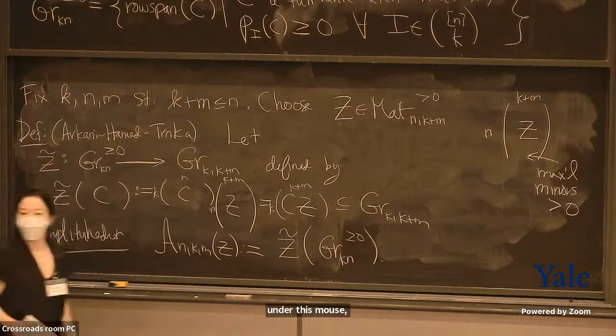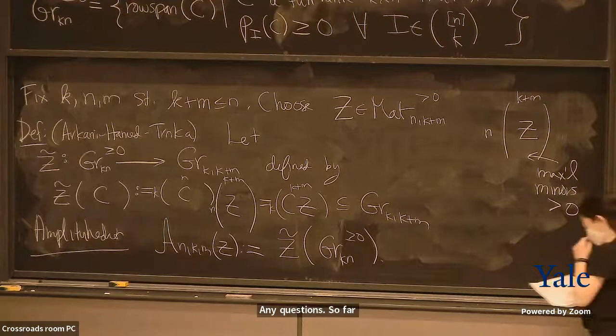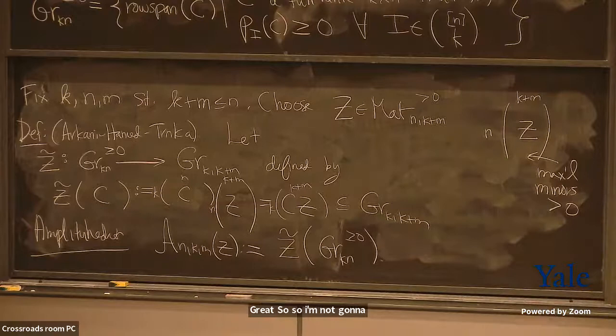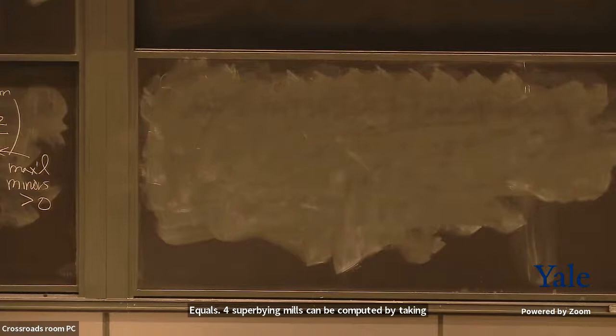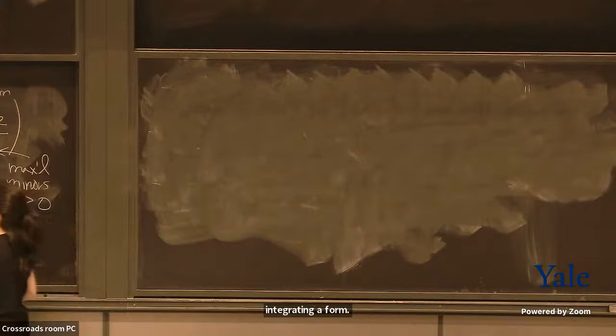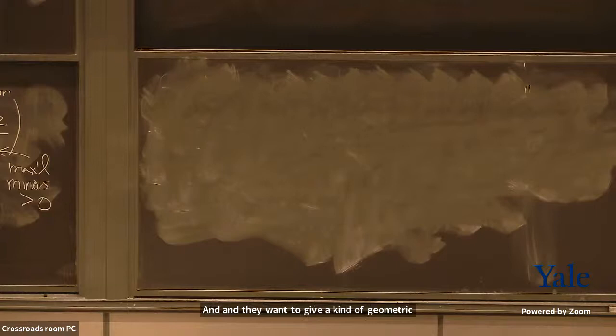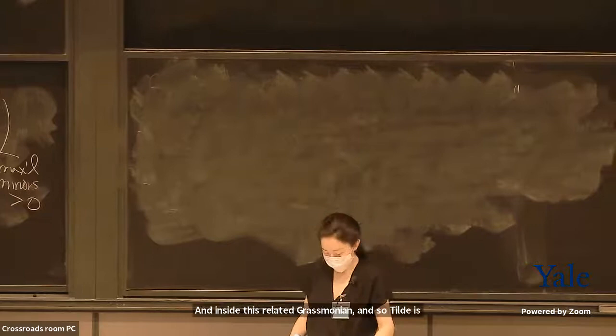Any questions so far? Okay, great. I'm not going to say a lot about the motivation, but I will say that when m equals 4, scattering amplitudes in N=4 super Yang-Mills can be computed by taking, quote unquote, the volume of this amplituhedron. You're actually integrating a form. They wanted to give a geometric interpretation of scattering amplitudes, and it turns out they are encoded by this image of the positive Grassmannian inside this related Grassmannian. And Z is encoding momenta of external particles.